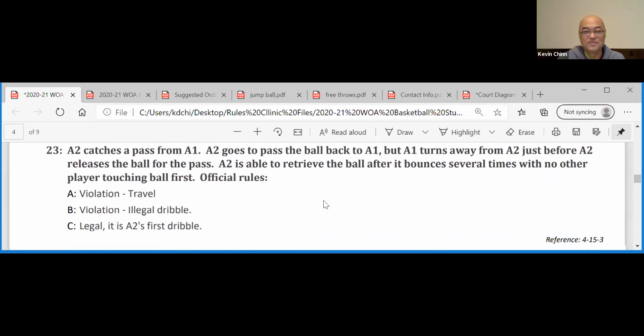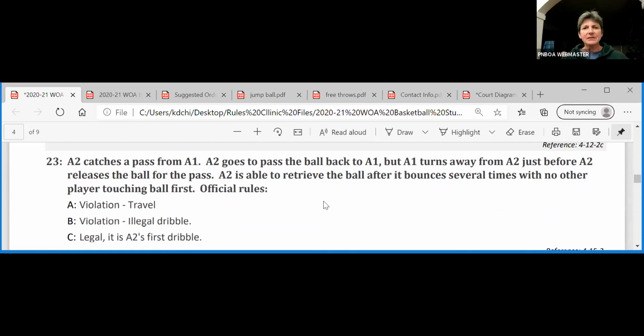23. I hope this one's easier than the last one, Chris. All right, let's see. A2 catches a pass from A1. A2 goes to pass the ball back to A1, but A1 turns away from A2 just before A2 releases the ball for the pass. A2 is able to retrieve the ball after it bounces several times with no other player touching the ball first. Official rules, I would think A, violation for traveling.